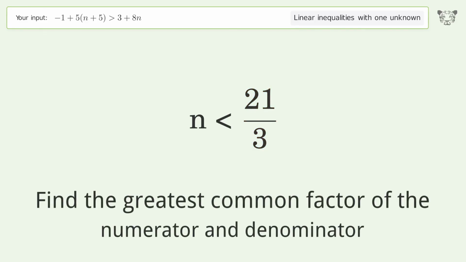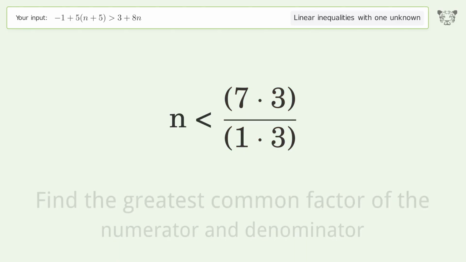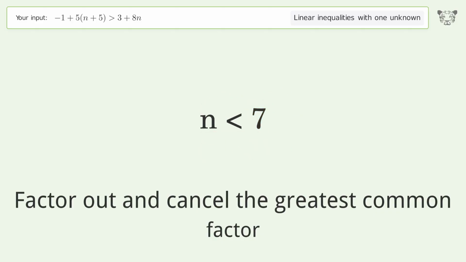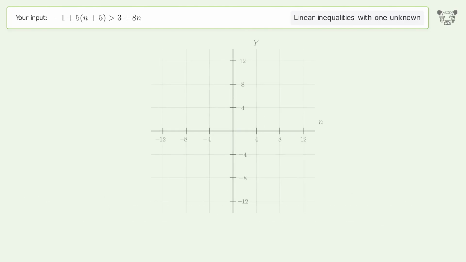Find the greatest common factor of the numerator and denominator. Factor out and cancel the greatest common factor. Plot the solution on a coordinate grid. And so the final result is n smaller than 7.